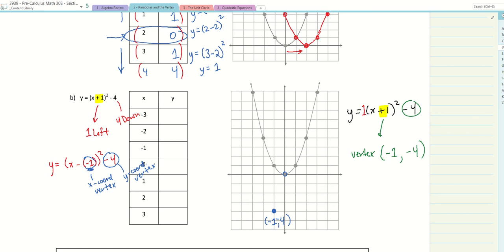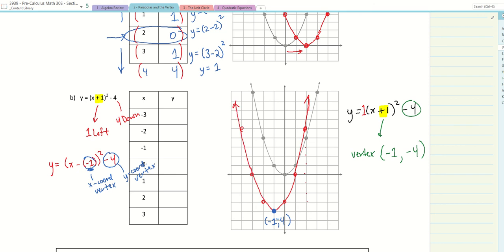From our new vertex, we can just grow it normally. 1 over 1 up, 2 over 4 up, 3 over 9 up, and so on. So we're just taking our regular parabola and relocating it to its new spot.